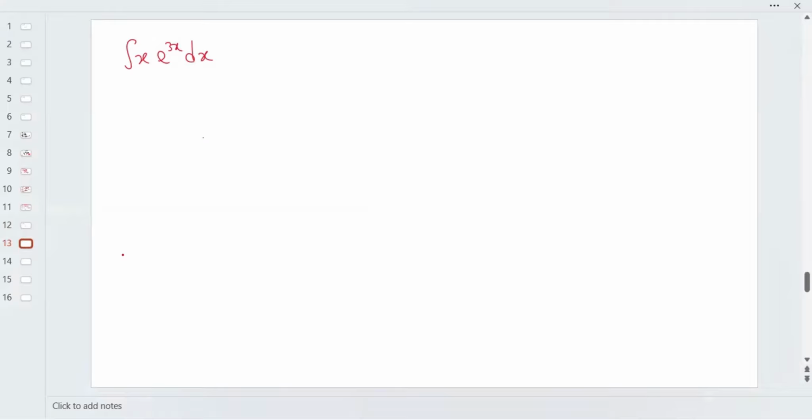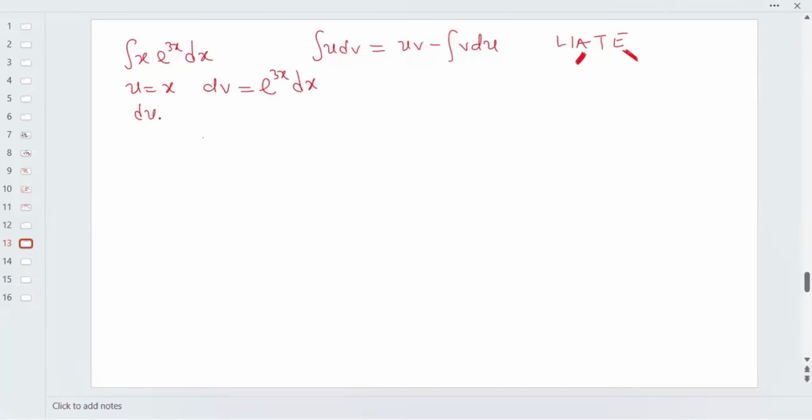By our integration by parts rule, we know that the integral of u dv is equal to uv minus the integral of v du. To know which one will be our u and which one will be our dv, we use the principle called LIATE. If your algebraic function comes before your exponential function, your algebraic function will be taken as your u. So in this case, our u has to be x, and our dv has to be exponential 3x dx.